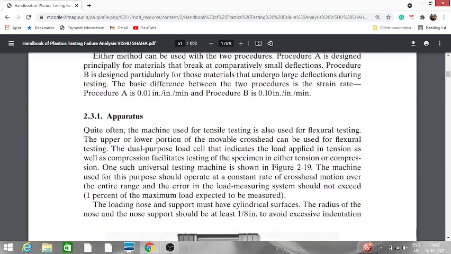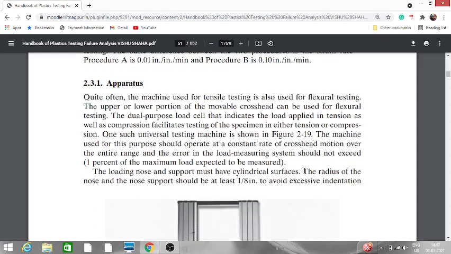Apparatus. Quite often, the machine used for tensile testing is also used for flexural testing. The upper and lower portion of the movable crosshead can be used for flexural testing. The dual-purpose load cell that indicates the load applied in tension as well as compression facilitates testing of the specimen in either tension or compression. One such universal testing machine is shown in figure 2/19.